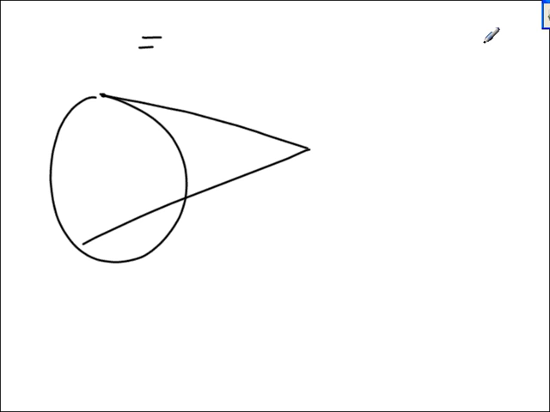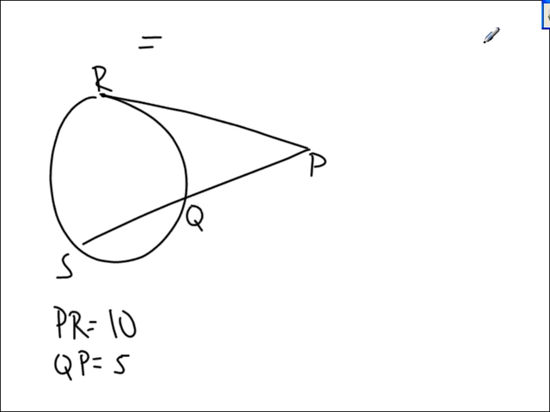So here's our tangent secant. P, Q, R, and S. They tell you that PR is 10. And I tell you QP is, say, 5. And I can ask you two things. Well, what is QS equal? And what is PS equal?